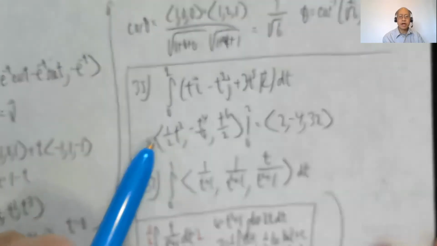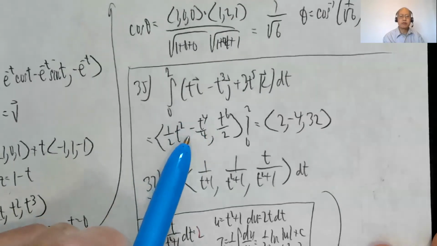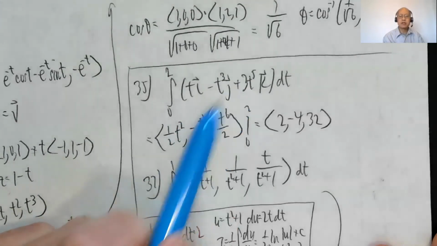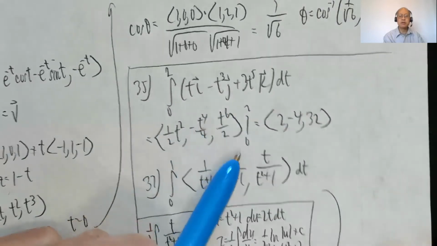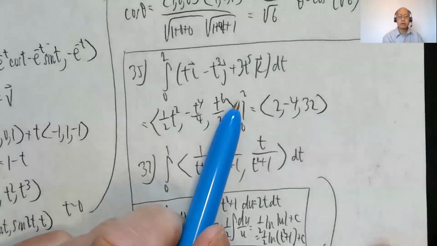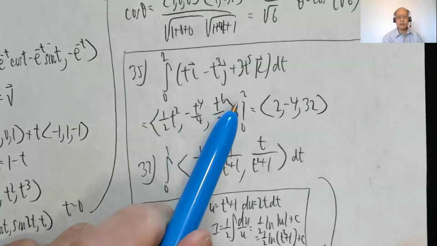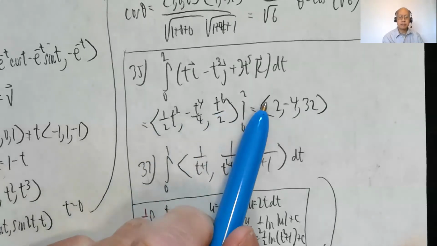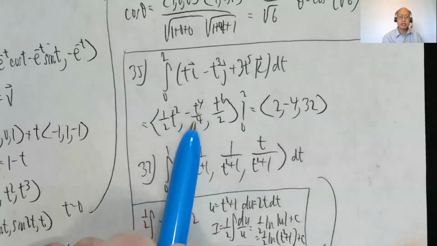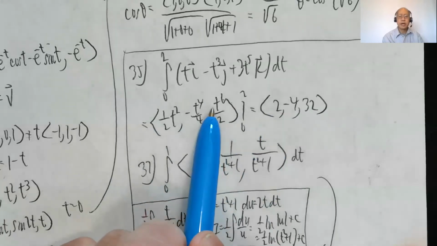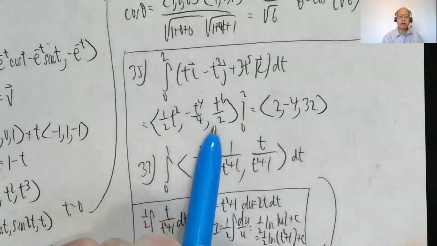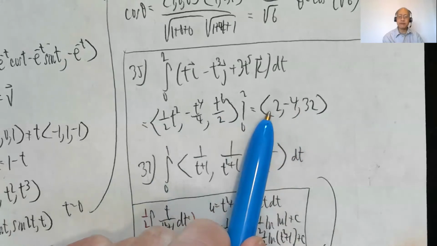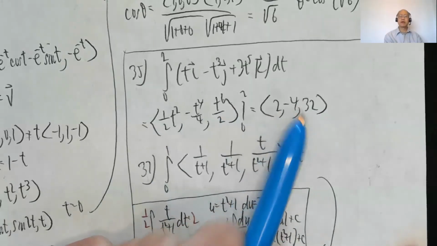So no big deal. 1/2 t squared, negative t to the 4th over 4, 3t to the 6th over 6 is t to the 6 over 2, from 0 to 2. In each case, when you plug in 0, you get 0. So basically just plug in 2. That gives me 2. That gives me negative 16 over 4, which is negative 4. And 2 to the 6 is 64 divided by 2, 32. And remember, your answer is a vector. There's an x, y, and z part.